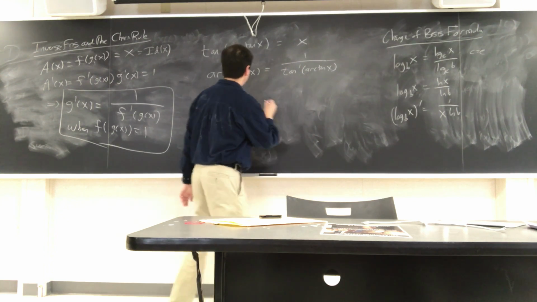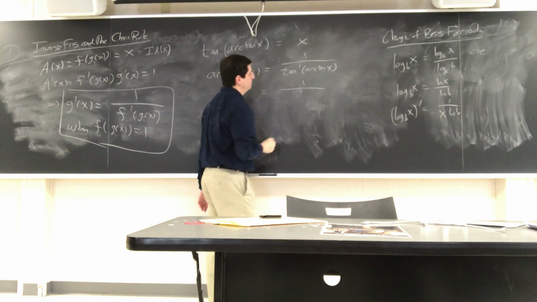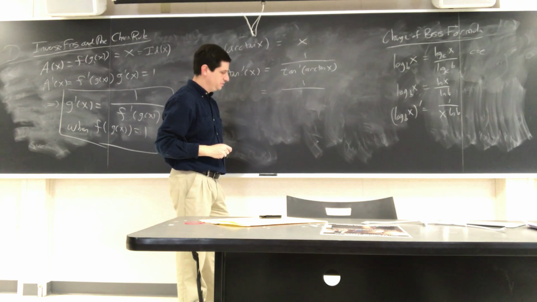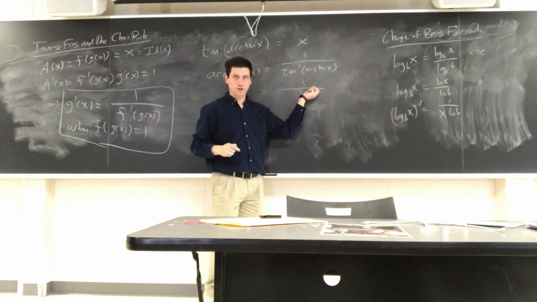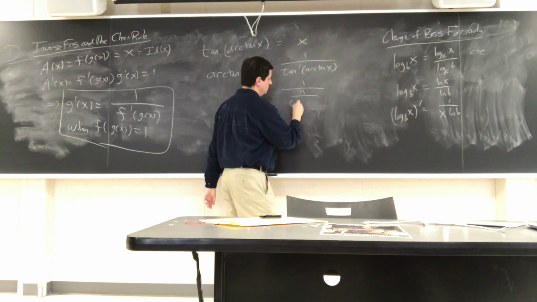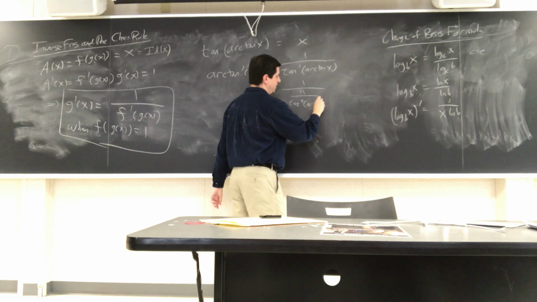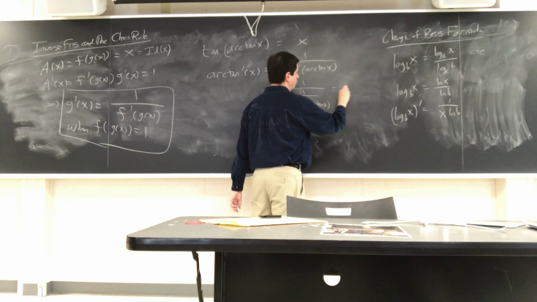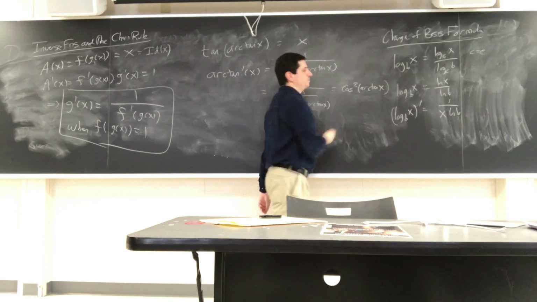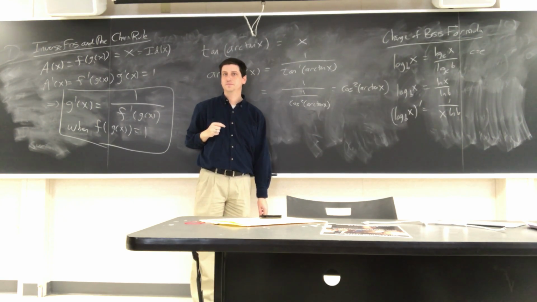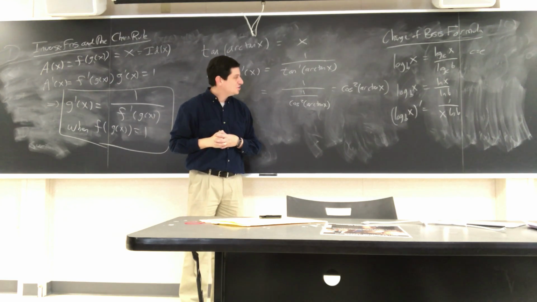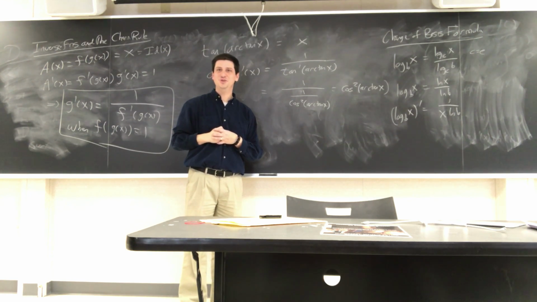So we get that this is equal to 1 over, so the derivative of tangent is going to be secant squared, right? So we have 1 over cosine squared of arctangent of x, or just cosine squared of arctangent of x. Right? So this is the derivative of arctangent. Does the cosine squared of arctangent of x look nice to you? No.